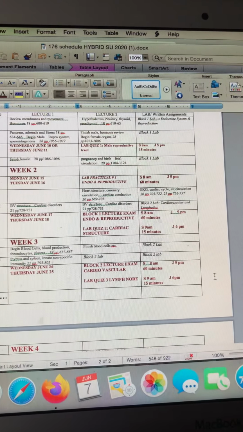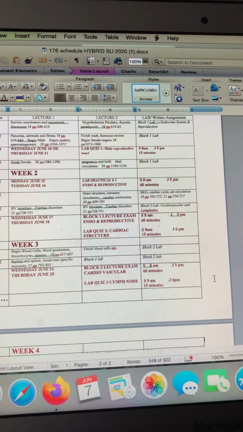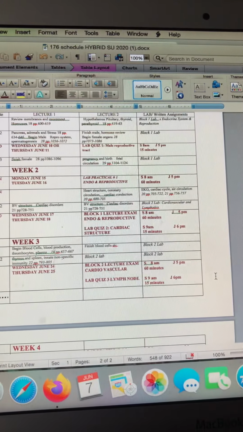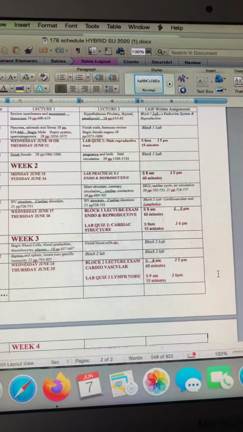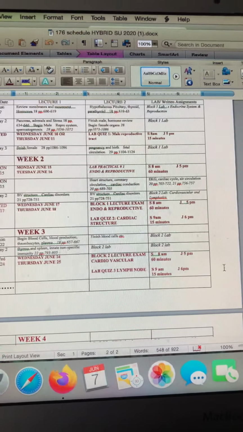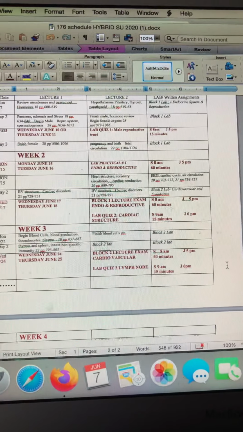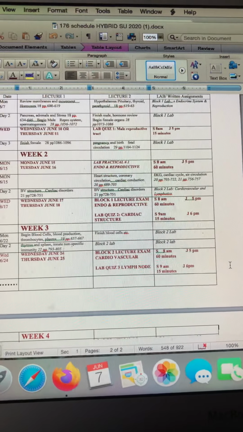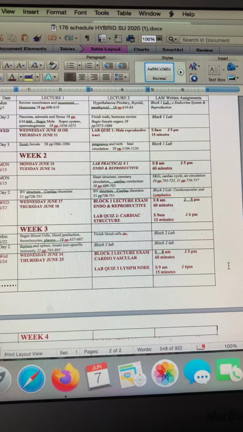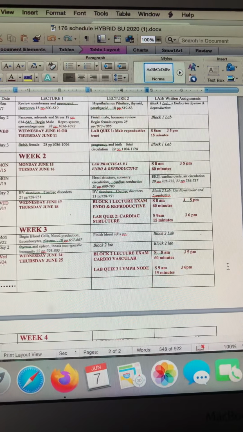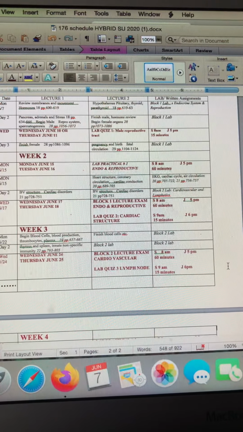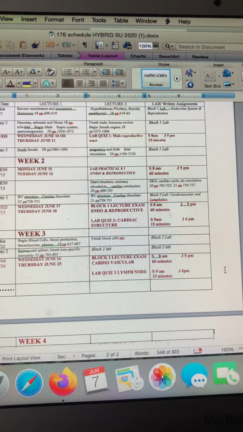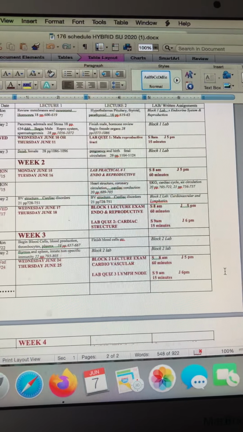If you look, you already have a lab practical on Monday, June the 15th, or Tuesday, June the 16th. Lab practicals are 60 minutes because they're 60 points. You get 1 point per question, and you get 1 minute per question. Then if you look on that same week, on Wednesday, you're going to have your first lecture exam of the endocrine system and reproductive system, but you will have already started the cardiovascular system, so you are going to have lab quiz 2 of the cardiac structure right after that exam.